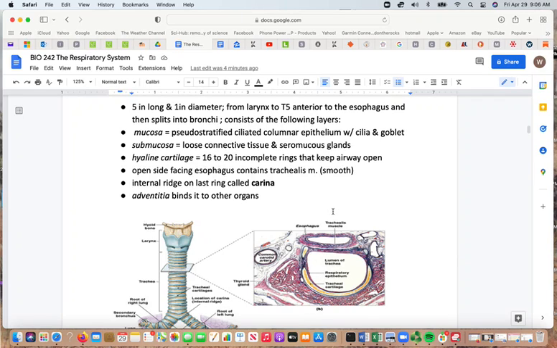So the mucosa is going to have pseudostratified ciliated columnar epithelium with goblet cells to produce mucus. The submucosa will be loose connective tissue and seromucous glands. Your hyaline cartilage, you've got 16 to 20 incomplete rings. The job of these rings is to keep the airway open. You can actually feel them in your own throat from the outside. The open side faces the esophagus and is going to have the trachealis muscle in there. The internal ridge on the last ring is the carina, and then the adventitia is going to bind it to the other organs.